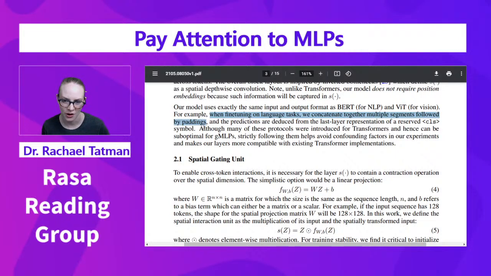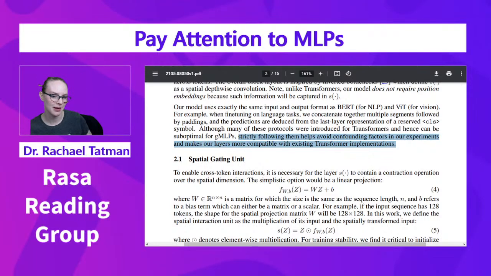Although many of these protocols were introduced for transformers and hence can be suboptimal for gMLPs, strictly following them helps avoid confounding factors in our experiments and makes our layers more compatible with existing transformer implementations. Okay, so you don't need them, but they use them because it makes everybody's lives easier, and it makes the results more parallel, but they're not necessary. So that makes sense to me.